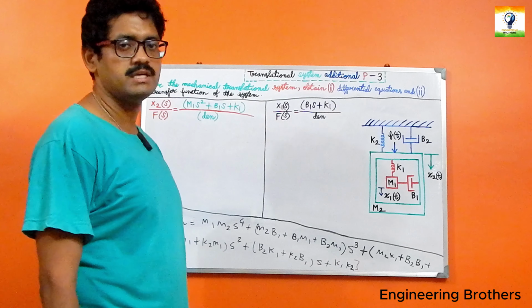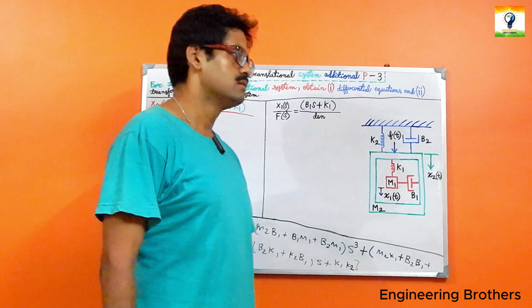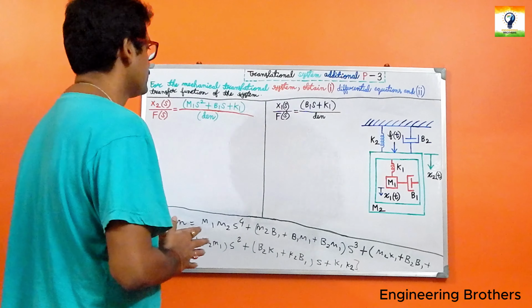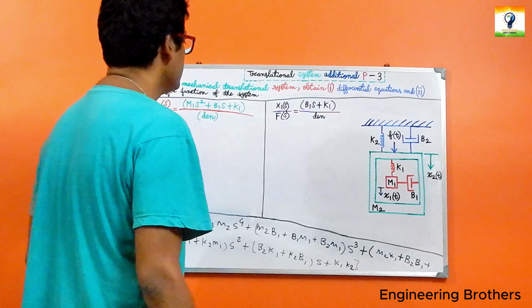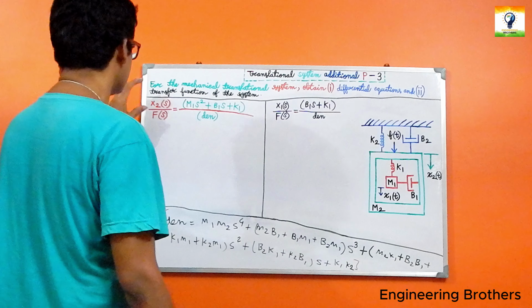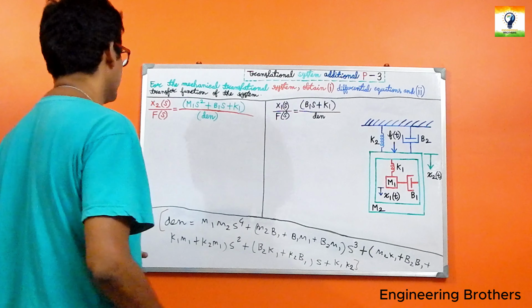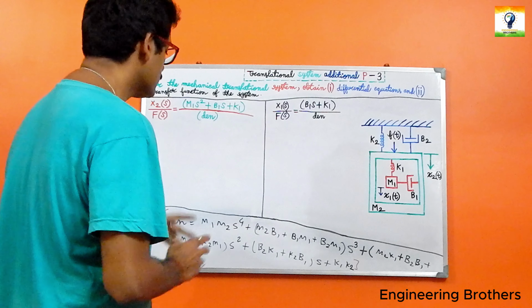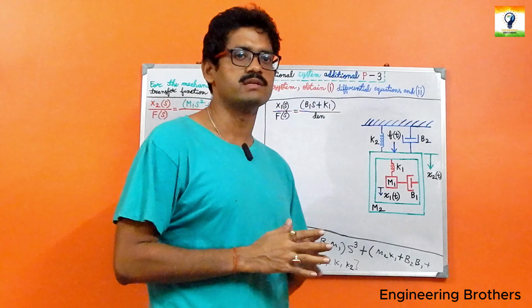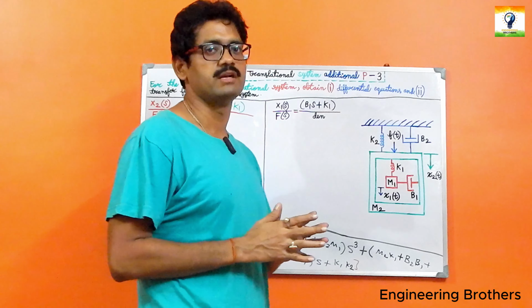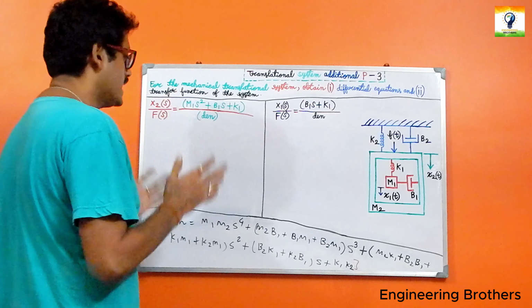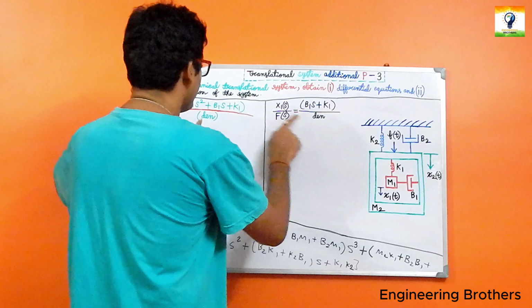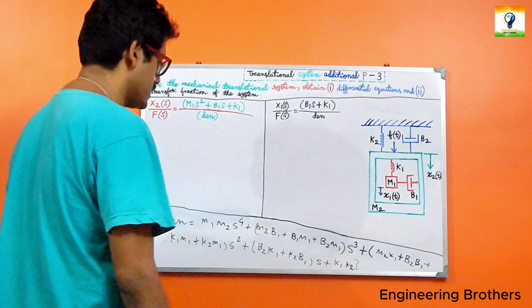Hi, we are Engineering Brothers, and in our previous part, we have already solved the expression for our transfer function, which is X1(s)/F(s). And before that solution, we got the solution for X2(s)/F(s). But we came out with one interesting similarity while finding the ratio for X2(s)/F(s) or X1(s)/F(s). We have identified that the denominator for both these ratios is the same.